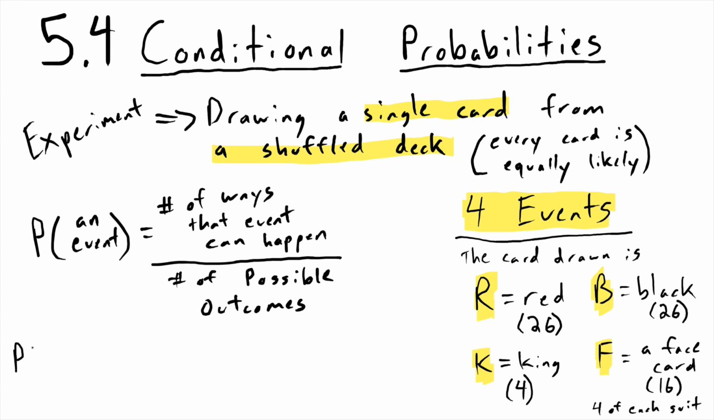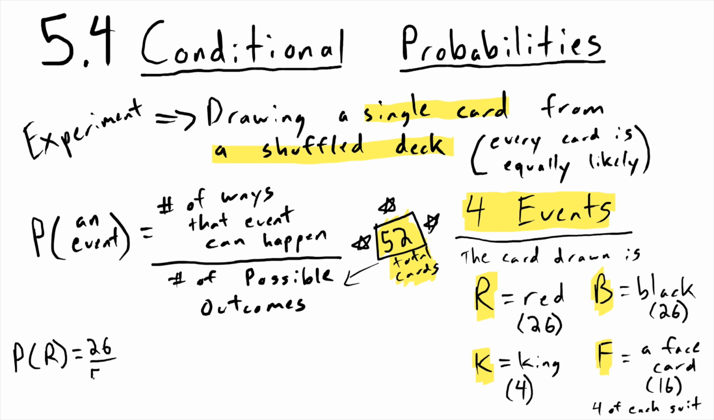The probability of R happening is going to be the number of ways R can happen, which is 26, over the number of possible outcomes, which as a reminder is 52. There are 52 total cards in a deck of cards. If you're not familiar with this number, get familiar with it. 52, it's your best friend. So 26 over 52 is the probability of a red card, and we could simplify that to be 1/2. For right now, I'm just going to leave all these in fraction form.